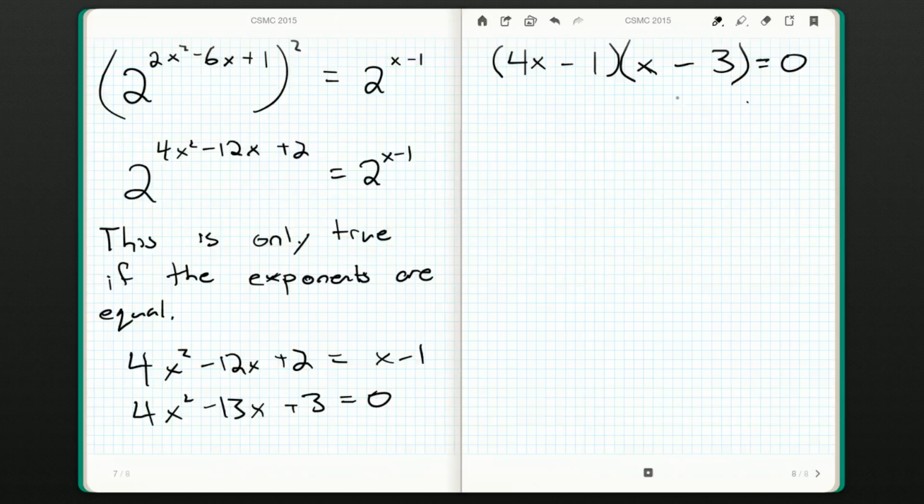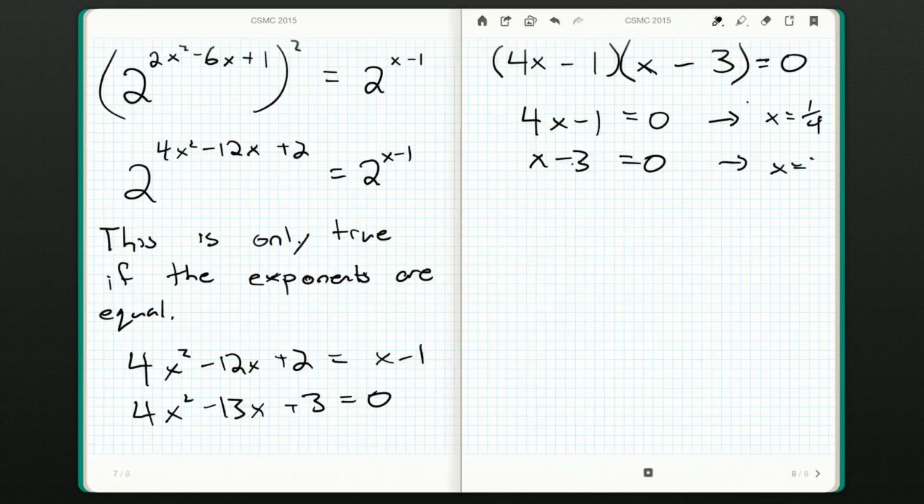Okay. So the only way this is true is if at least one of the factors is 0. Try and think about any two numbers being multiplied to be equal to 0. One of those numbers has to be 0 at least. So this first one, we bring the 1 over to one side, so 4x is equal to 1, or x is equal to 1/4. And over here, we're going to get x is equal to 3.